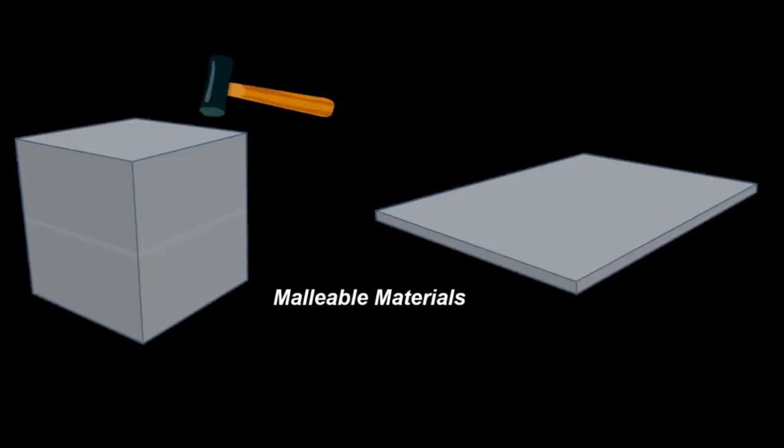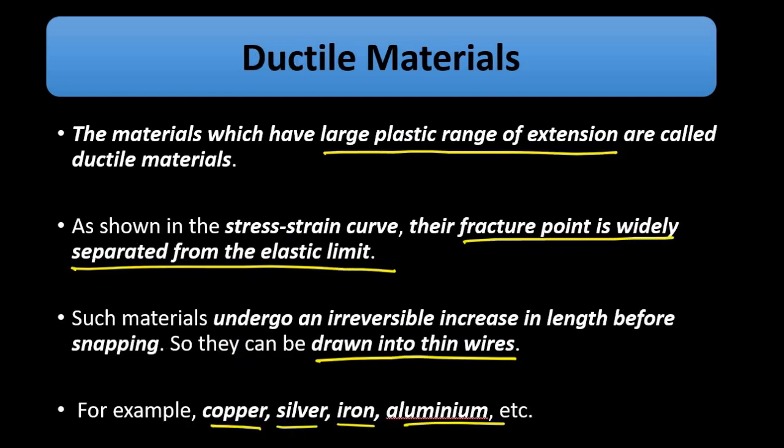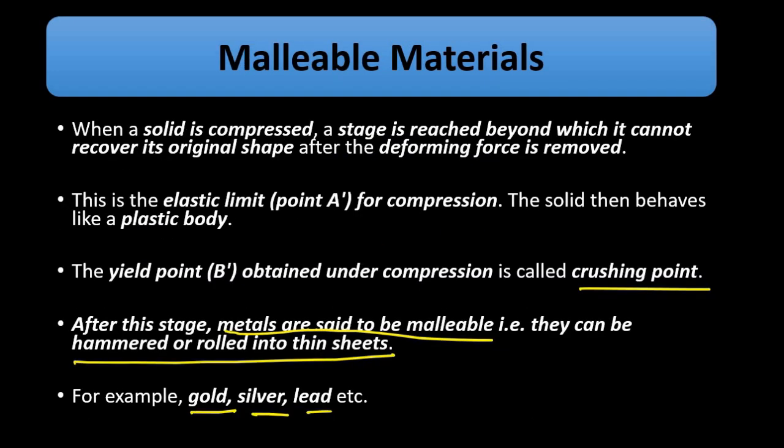So these are the ductile, brittle and malleable properties of metals, especially metals, but other materials are basically brittle. Ceramics and glass are brittle materials. Mostly metals qualify for ductility and malleability. So here we have discussed.